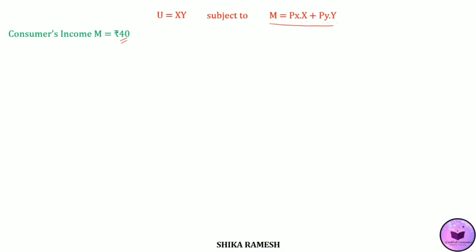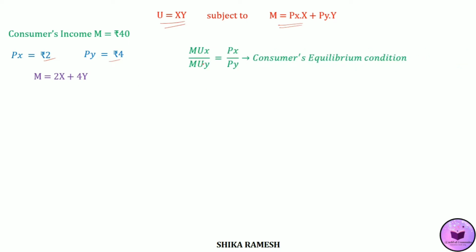The price of 1 unit of good x is rupees 2 and the price of 1 unit of good y is rupees 4. So substituting the prices of good x and y onto the budget constraint, we get m = 2x + 4y. Now the first step is to maximize the utility function subject to the budget constraint with the initial prices. So to do that, we know the consumer's equilibrium condition as MUx/MUy = px/py.